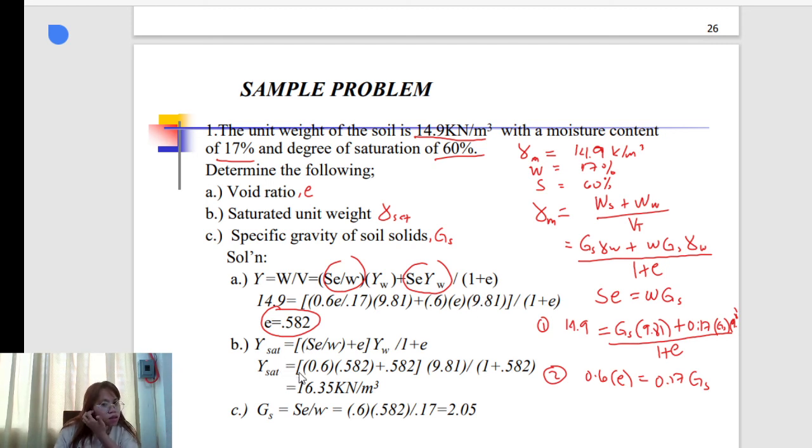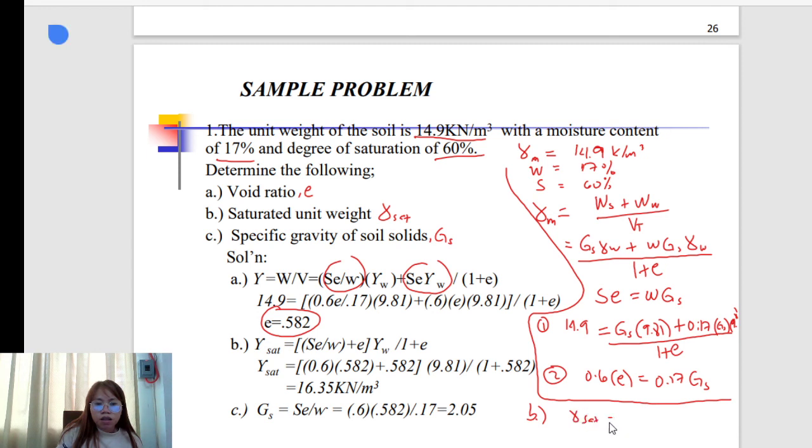And for the saturated unit weight, alright, the saturated unit weight for letter B, the formula is gamma sat equal to specific gravity plus E times unit weight of water over 1 plus E. And in here, the G sub S is expressed as SE over W, no? It is the same as this.